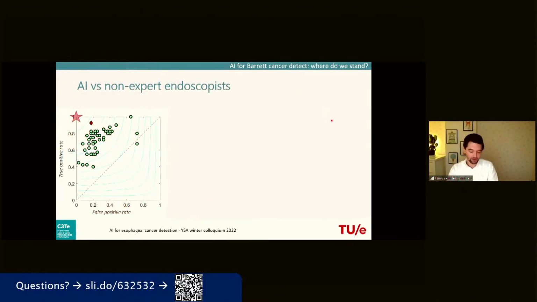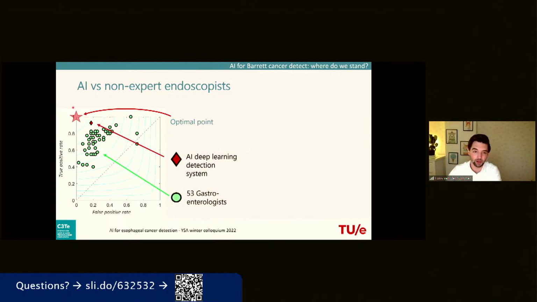To show you some of these results, you can see the ROC curve over here, where the optimal point would be over here, where you have a true positive rate of 1 and a false positive rate of 0. And we compared it to 53 medical doctors. You see the deep learning system of ours was very close to the optimal point with respect to the 53 gastroenterologists.